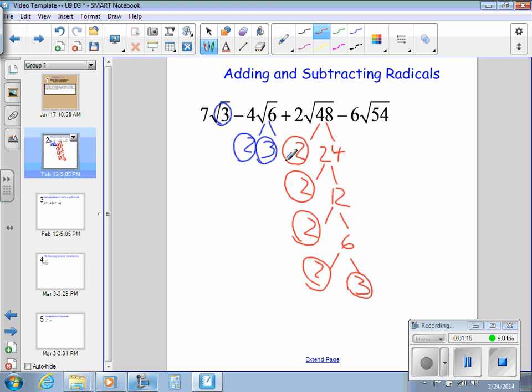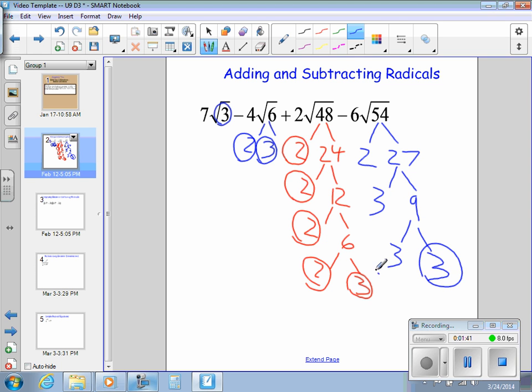Okay, and then we'll move over to the 54 here. 2 times, let's see here, half of 50 is 25, half of 4 is 2, 25 plus 2 is 27. And that's 3 times 9, which is 3 times 3. And the 2. I need to make sure I don't forget that one. So let's see what we have here.